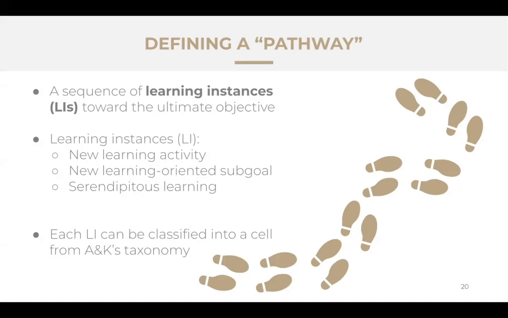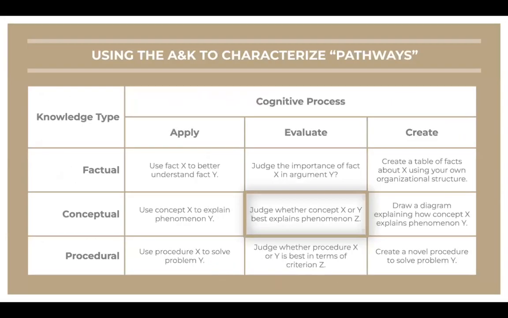a search session in the context of learning is a sequence of learning instances. And a learning instance is basically a point in the search where you either engaged in some new learning activity, you developed a new learning-oriented goal that you pursued, or you serendipitously learned something new. And so then what we can do is we can take those learning instances and we can also classify them into cells in the taxonomy. Okay, so that's a little bit complicated. So let me give you an example.